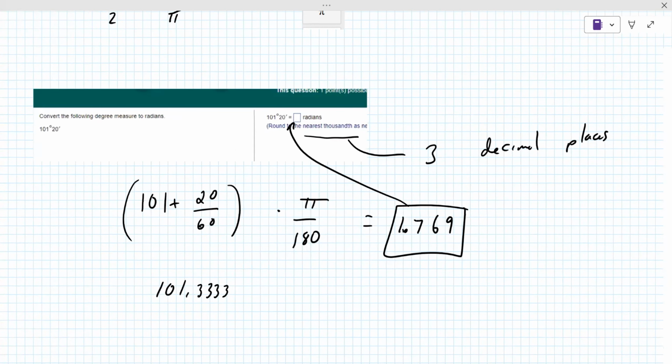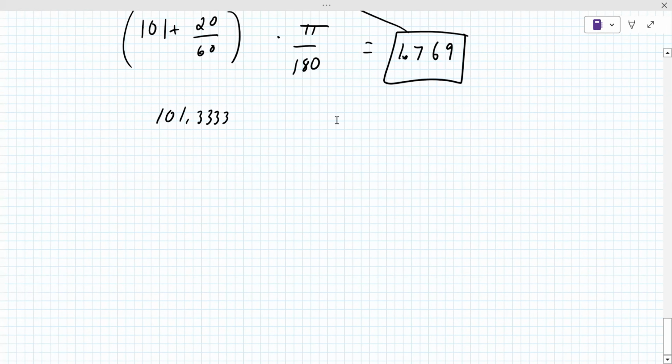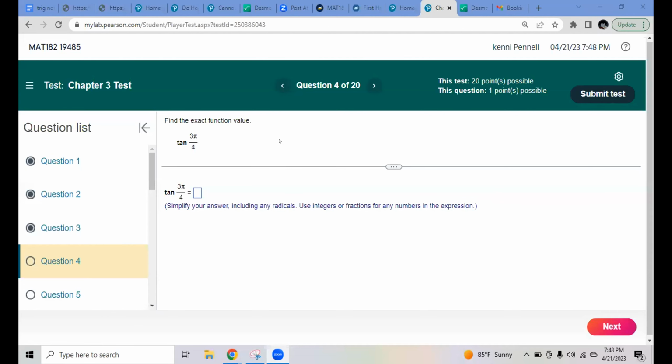All right, I'm going to do the screen share. Find the exact value of tan 3 pi over 4.